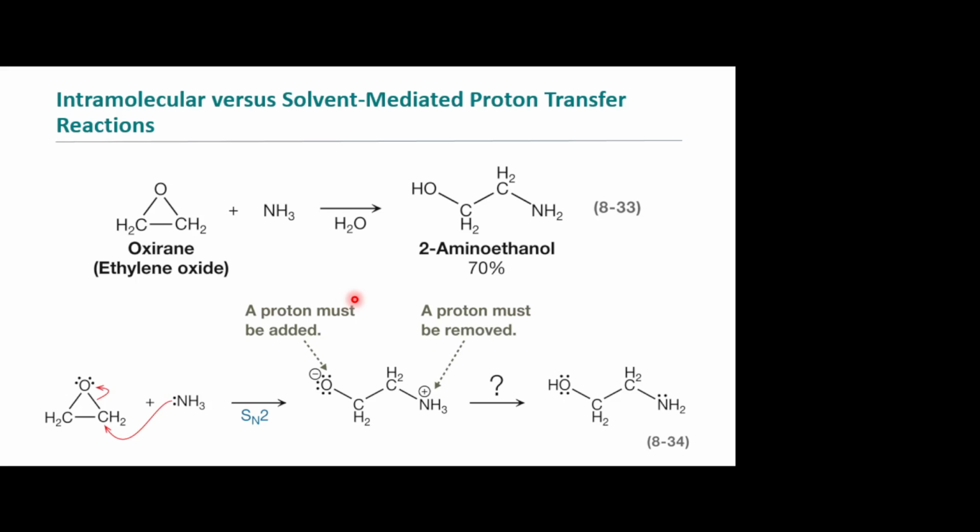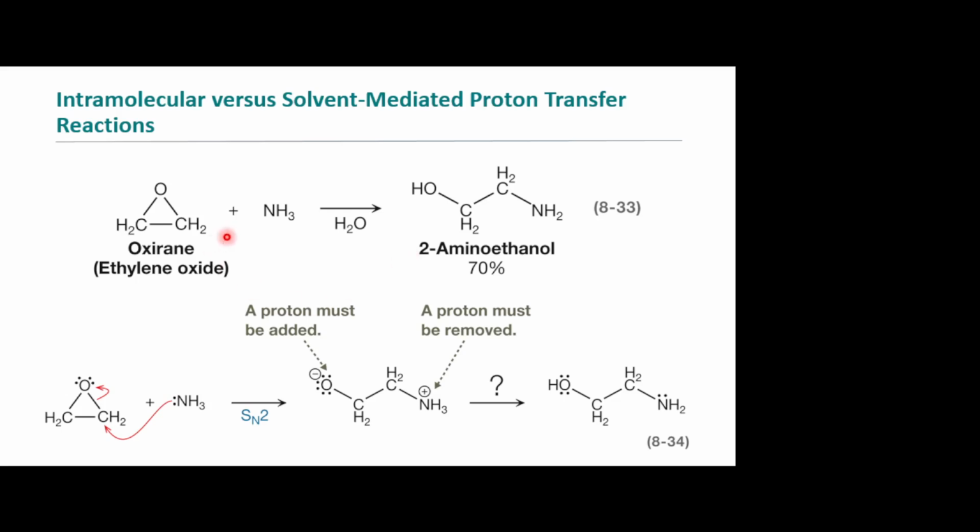So there's going to be intramolecular versus solvent-mediated proton transfer reactions. In the case of an intramolecular reaction, this is going to be transferring the proton from one spot to the other. Solvent is where you transfer the proton onto a solvent. And it may come back somewhere else, but you're going to transfer it to a solvent.